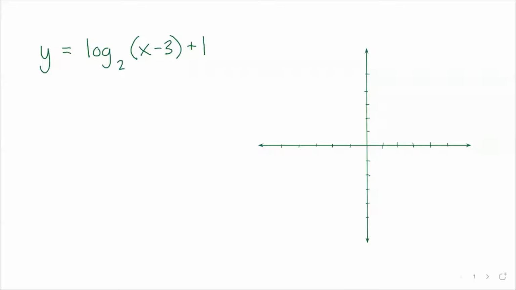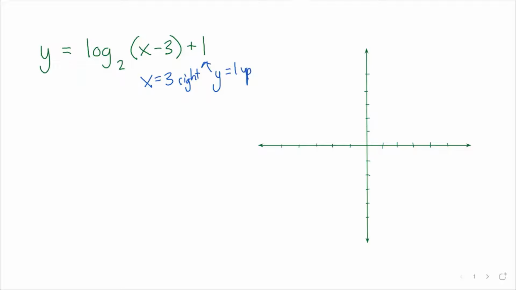So let's move on to a little bit more complex one where we now have horizontal and vertical transformations. And I'll just put in here, these are the transformations. It goes 3 to the right and 1 up.